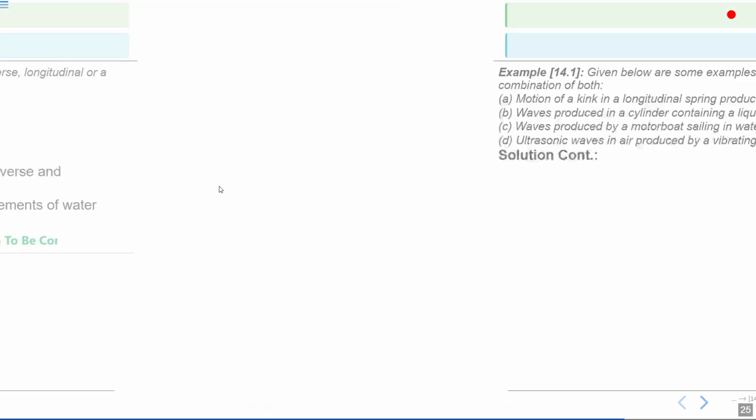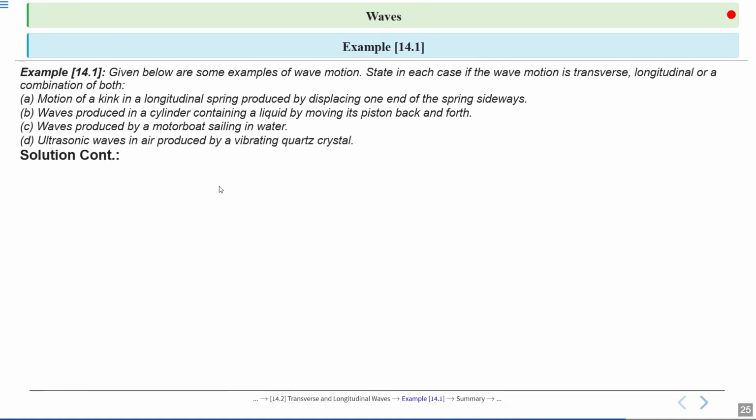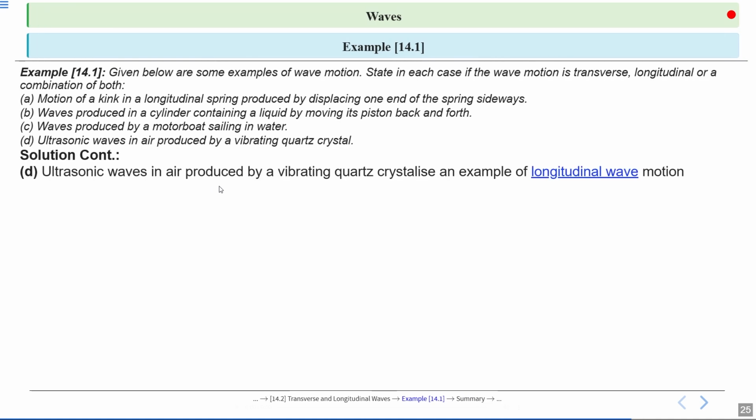Now, let's see D. Ultrasonic waves in air are an example of a longitudinal wave. That means the vibration of the particles in air move back and forth in the same direction as the wave travels.